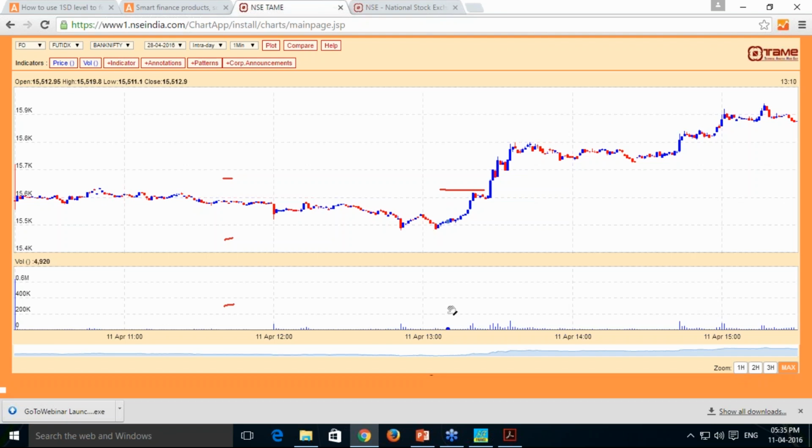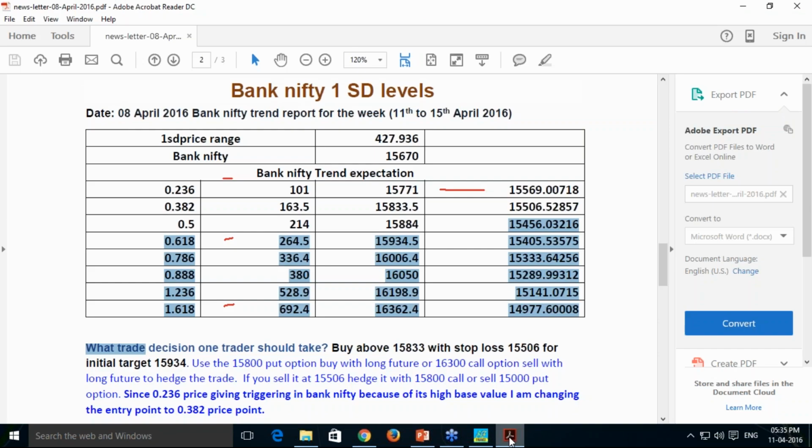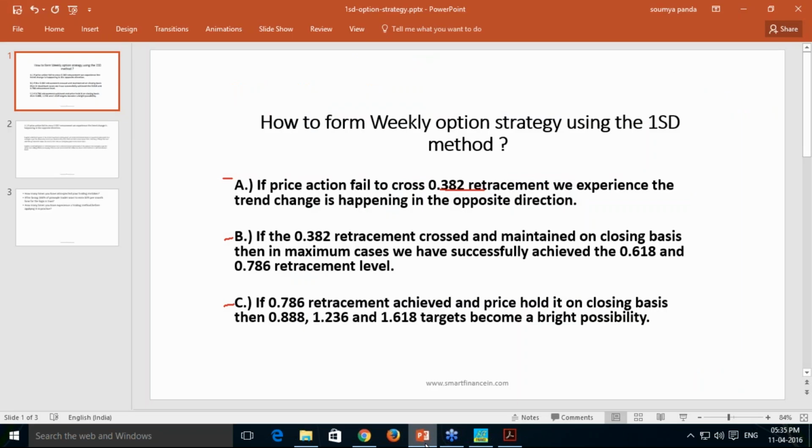So this is how the first concept says that if you have crossed 0.382 but failed, the action failed to cross this retracement, then a trend change is happening in the opposite direction. So in this particular scenario, what is the strategy I am going to initiate?